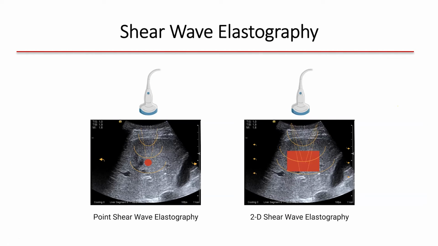Lastly, I want to talk about shear wave elastography, and there are two major types. One is point shear wave elastography, where a single point is picked on ultrasound, and then using shear wave, we can measure the stiffness at that point. And then there's 2D shear wave elastography, which looks at a two-dimensional area of the liver and measures the stiffness in that area. So this is the concept behind point and 2D shear wave elastography.